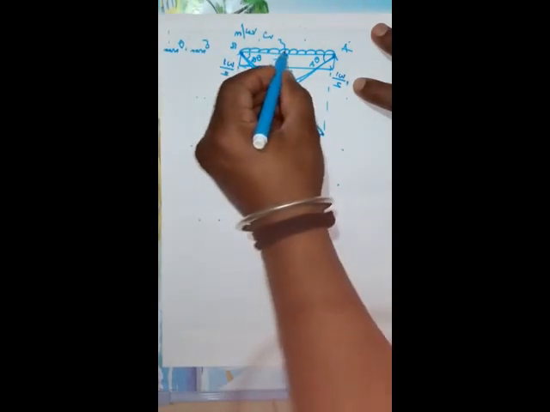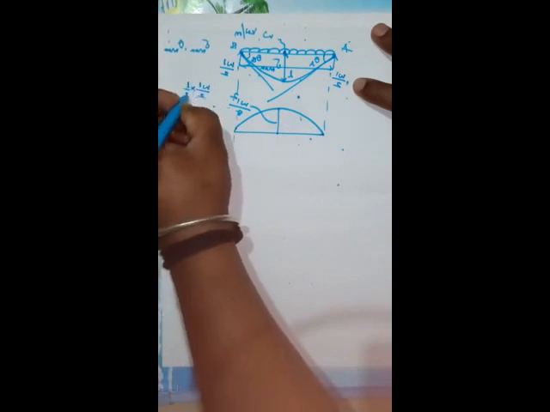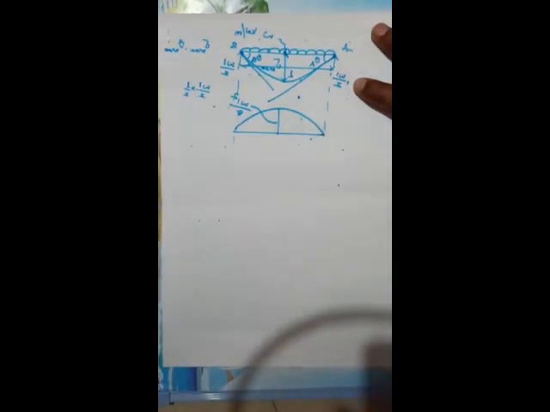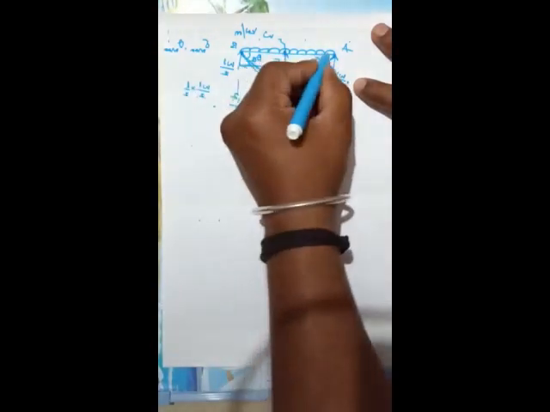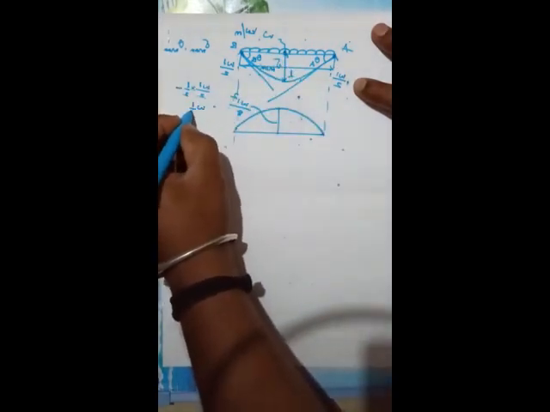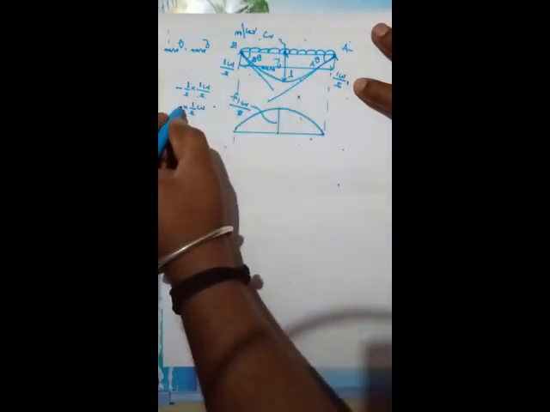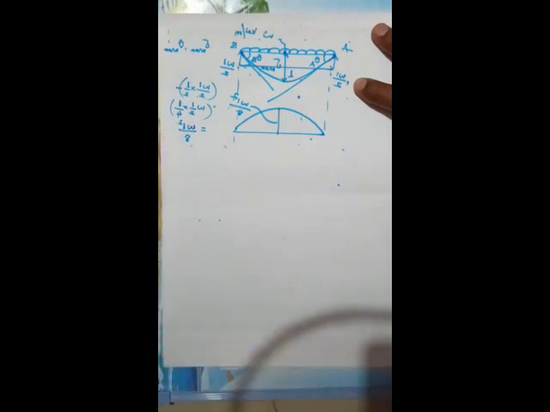Again, if you take the moment at the center, what is the moment? It is WL by 2 into L by 2, and this is clockwise. From here to here the UDL is there, so minus W into L by 2 into the perpendicular distance, L by 2 divided by 2, so it is L by 4. If you simplify, we will get WL square by 8.